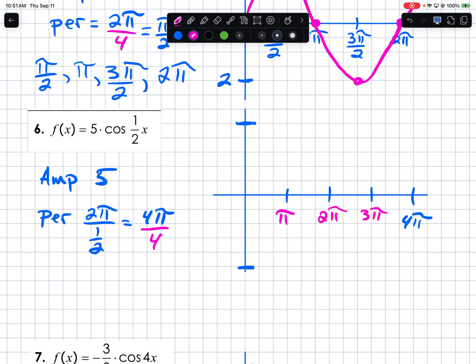Okay. Now we're doing cosine. Where do I start cosine? Middle or high? High. High, right? So we have 5 and -5. And we go middle, then we go low, then we go middle, then we go high.